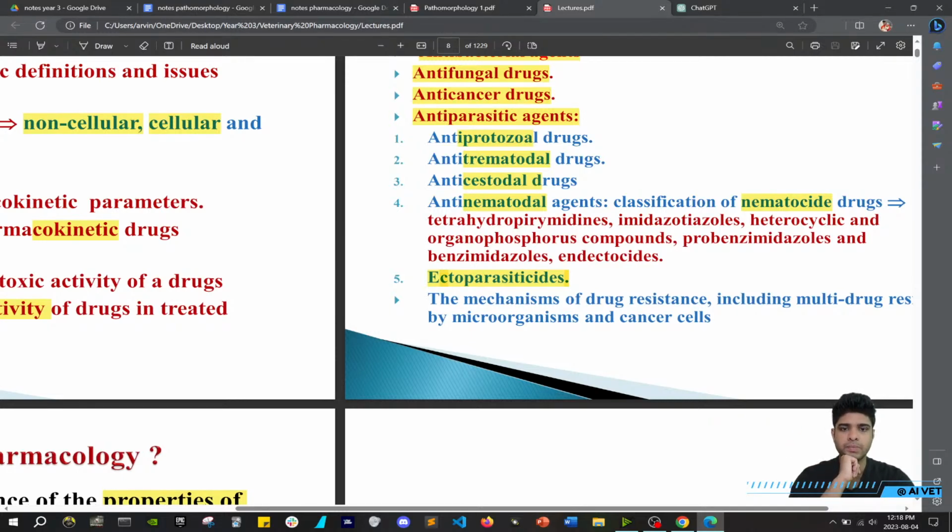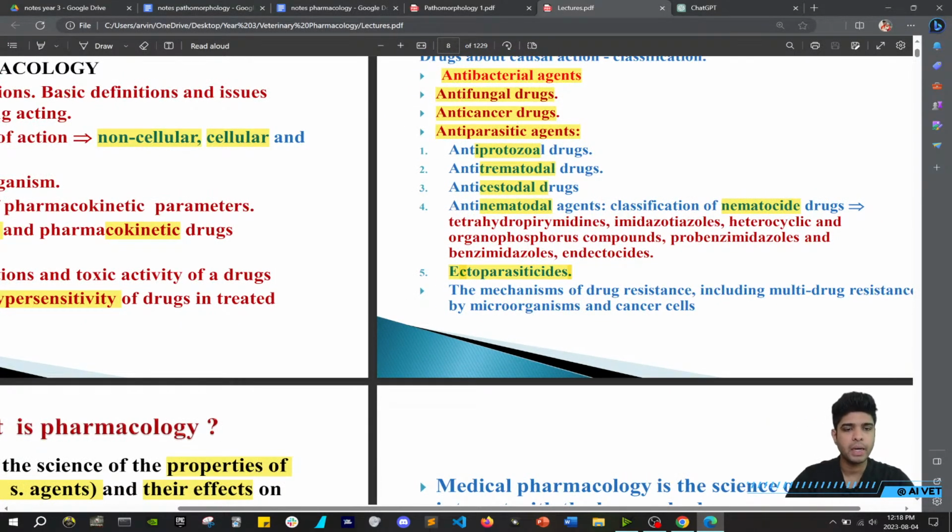Tetrahydropyrimidines, imidazoles, tetrahydropyrimidines.